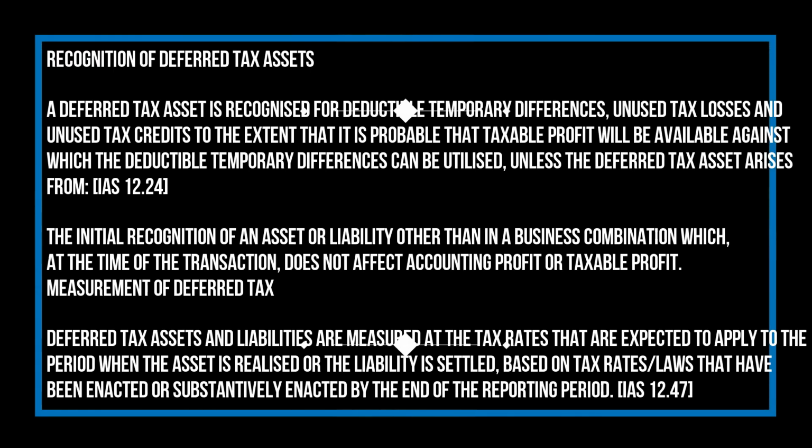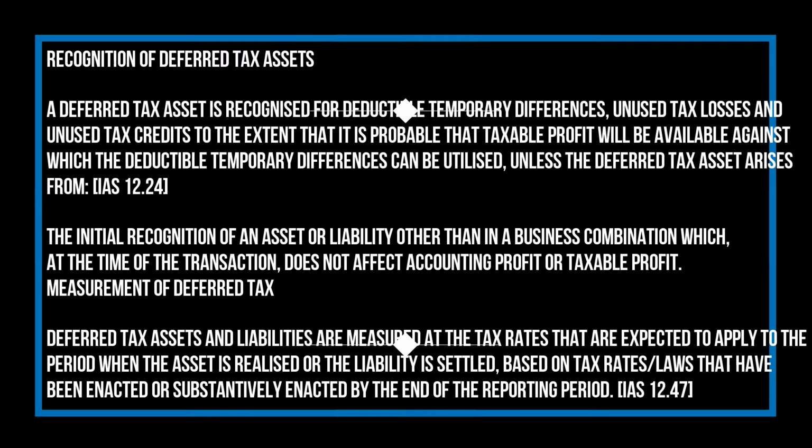And the same applies for recognition of deferred tax assets. Measurement of deferred tax. We're just going to talk about the deferred tax asset, which is recognized for deductible temporary differences, unused tax losses, and unused tax credits to the extent that it's probable that taxable profit will be available against which the deductible temporary differences can be utilized, unless the deferred tax asset arises from, number A, the initial recognition of an asset or liability other than in a business combination, which at the time of the transaction does not affect accounting profit or taxable profit.